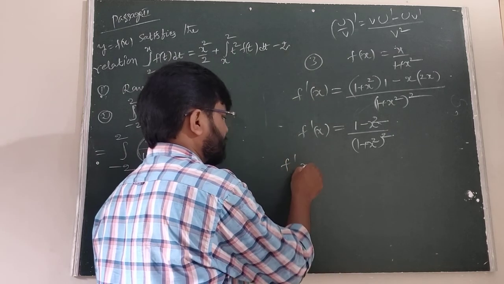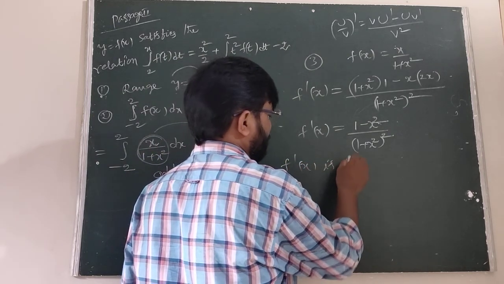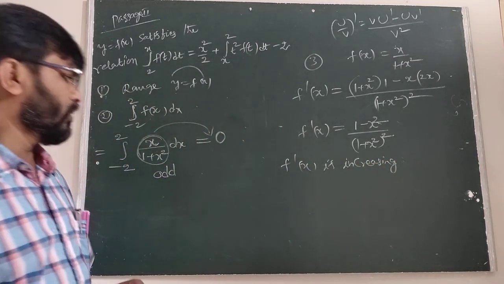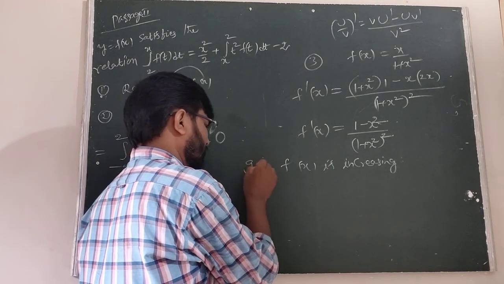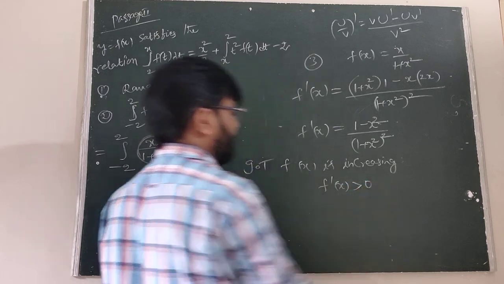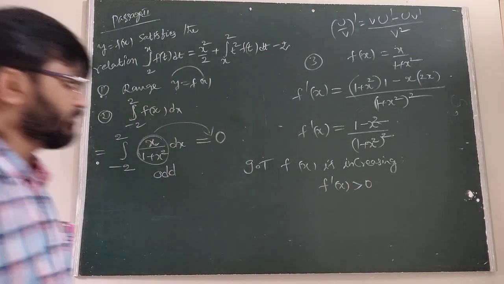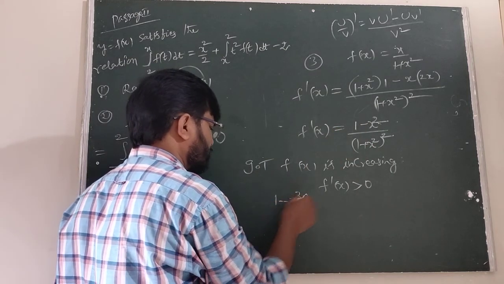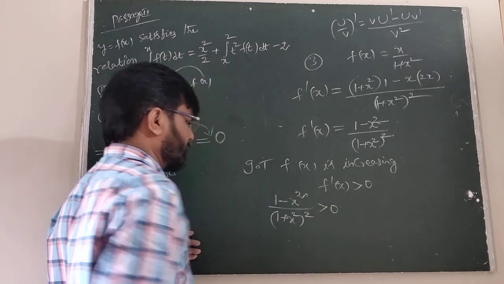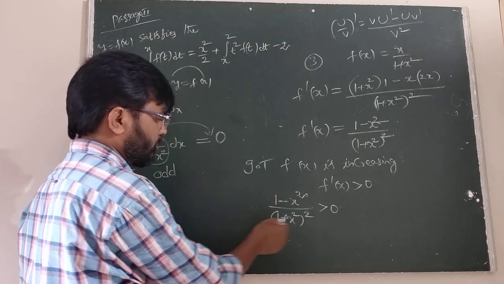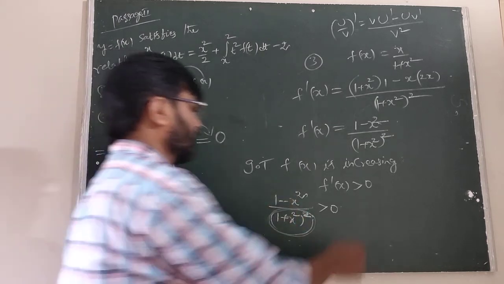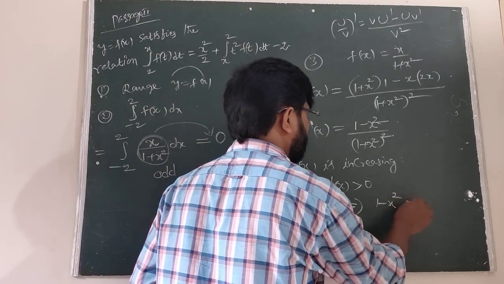Given that f of x is an increasing function, increasing means f dash of x is greater than 0. That means (1 minus x square) over (1 plus x square) whole square is greater than 0. The denominator has a whole square, so it is always positive. Undoubtedly, the 1 minus x square must be positive.